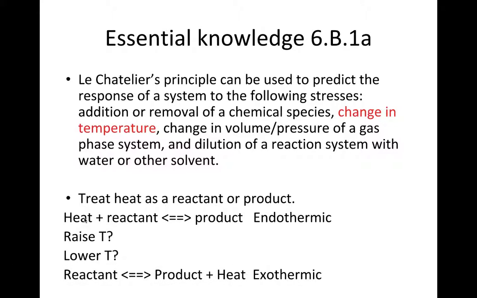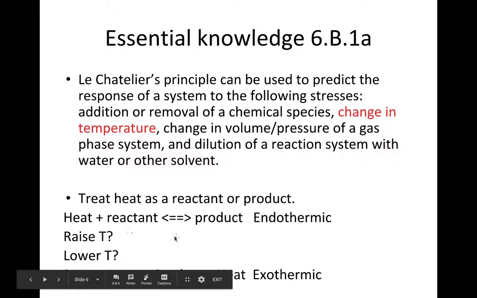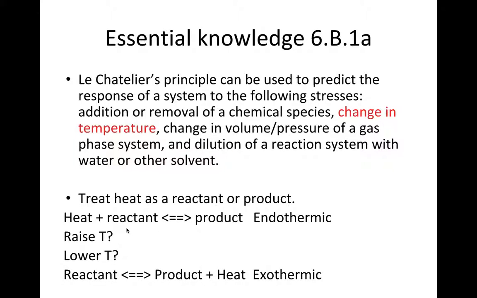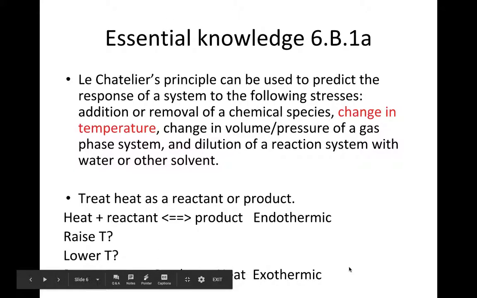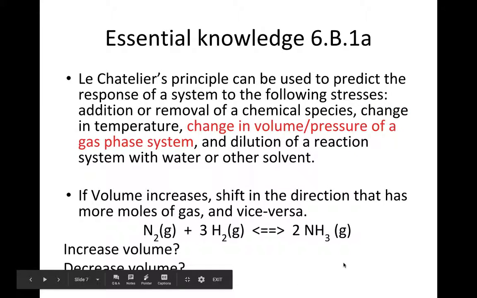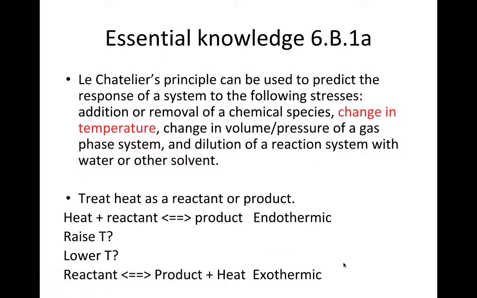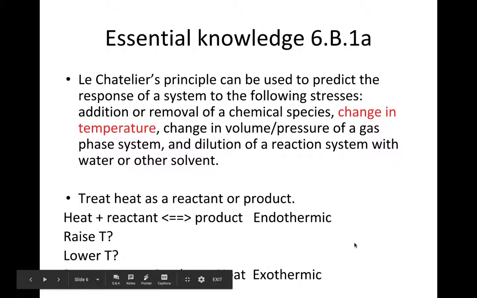Raising temperature adds heat. Raising temperature adds a reactant, causes a shift to the right. Lowering temperature is basically removing heat. Removing heat causes a shift to the left because heat is a reactant. On the other hand, if your reaction is an exothermic reaction, then what you want to do is look at heat as a product.